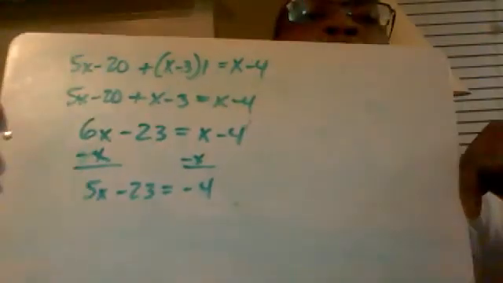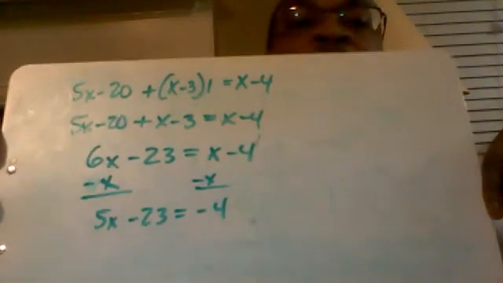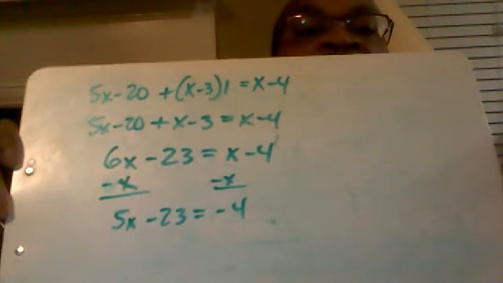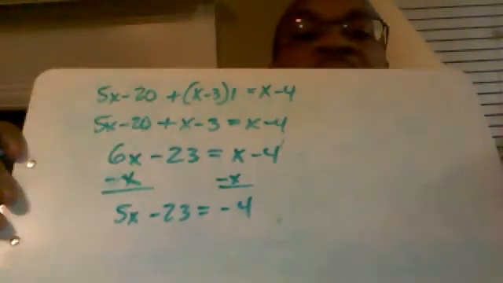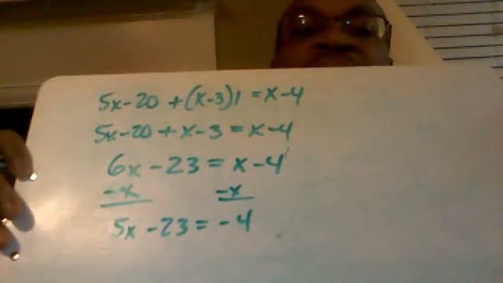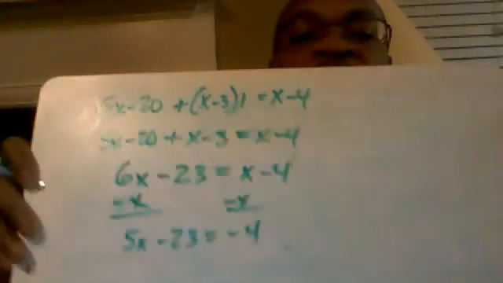Alright, that's my next step. Subtract x. Now you see that all we have is a two-step equation: 5x minus 23 equals negative 4. This should be simple at this point. If you add 23, you can cancel out the minus 23. So I'm going to add 23 on both sides.